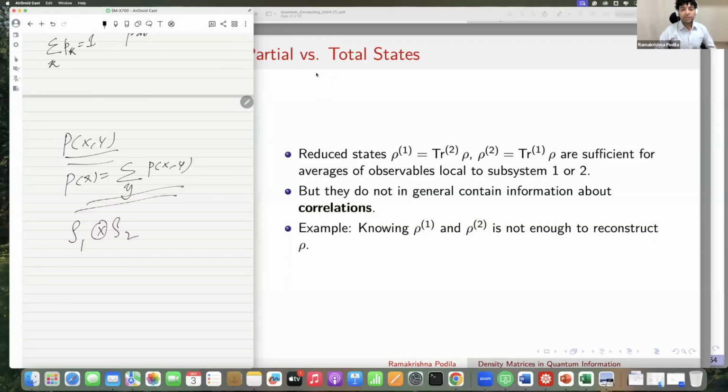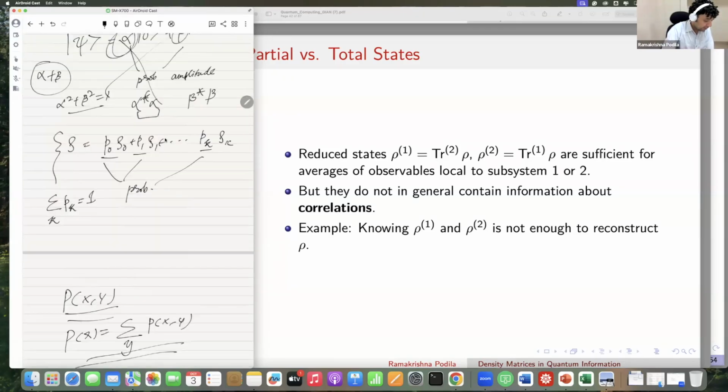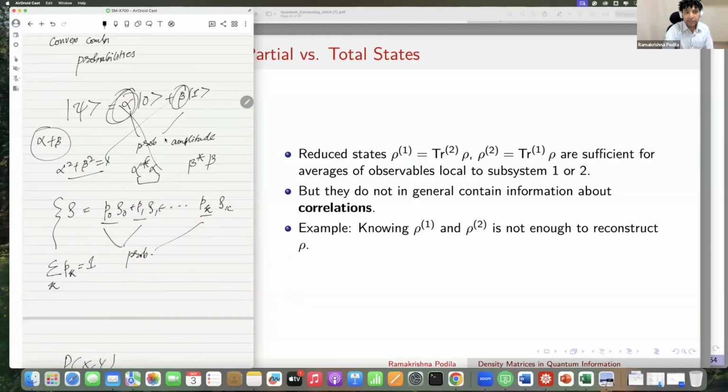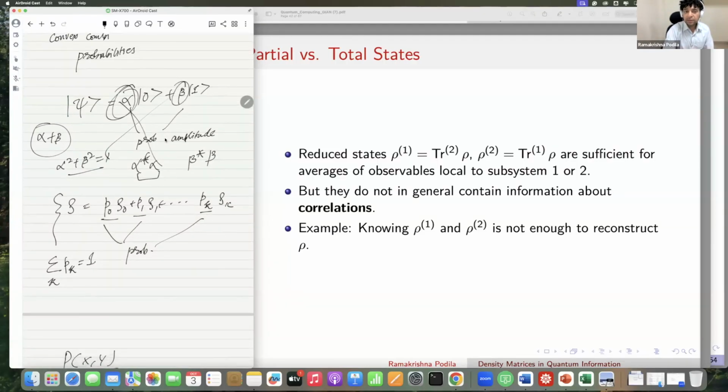Okay. Any other questions? Okay. I think the convex combination, Subhanshu, I think you asked that question. Did that answer your question?